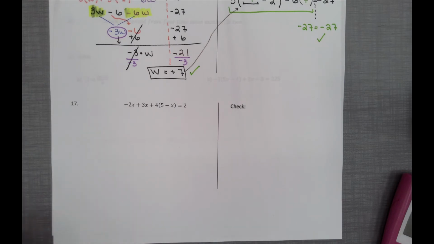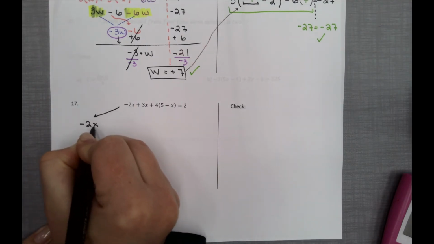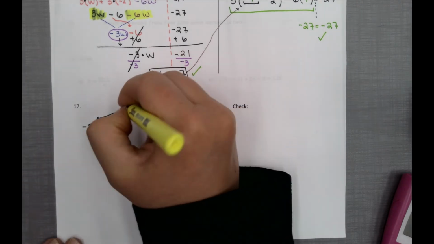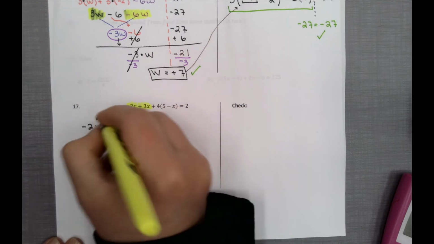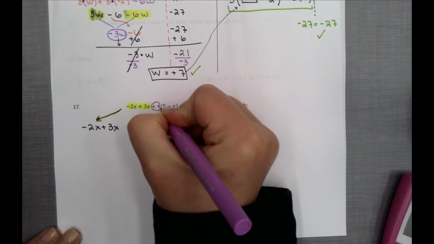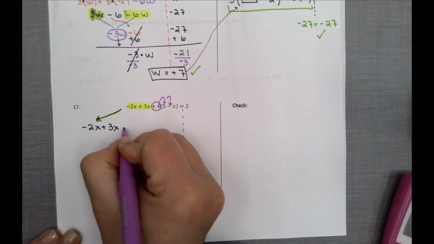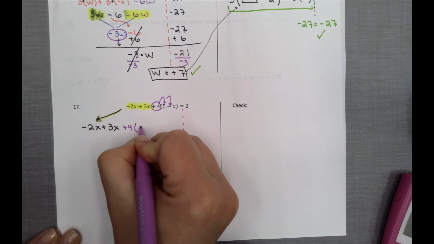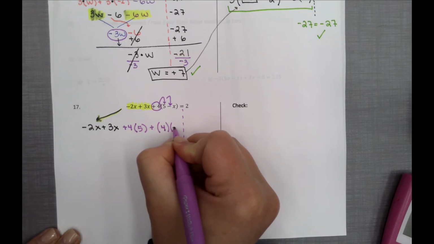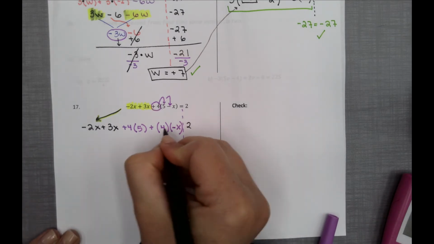17, again, it is asking us to distribute. Now I am going to start by copying it down here, negative 2x plus 3x. Now I'm going to pause. This here, I'm going to copy down here. Then notice I do have a positive 4 that I need to distribute inside. Here's my dotted line for balance. So I have a positive 4 times 5 and a positive 4, I did double bubbles again, it's okay, times a negative x. Sometimes that happens, double bubbles.